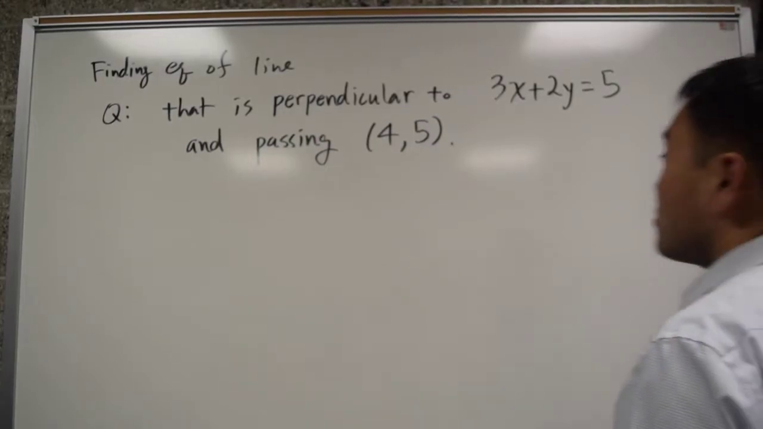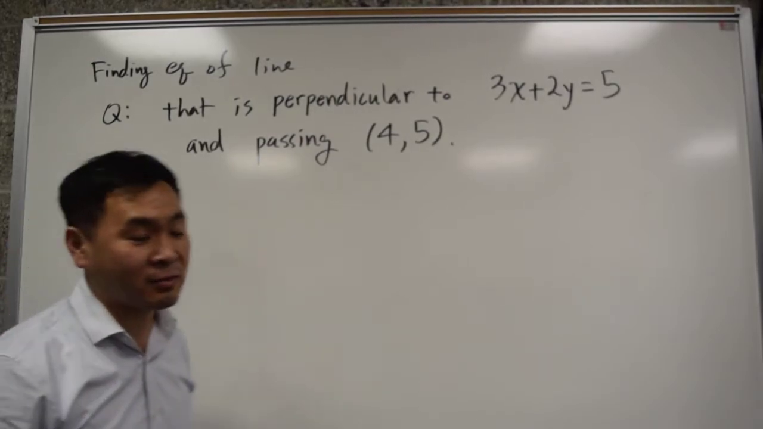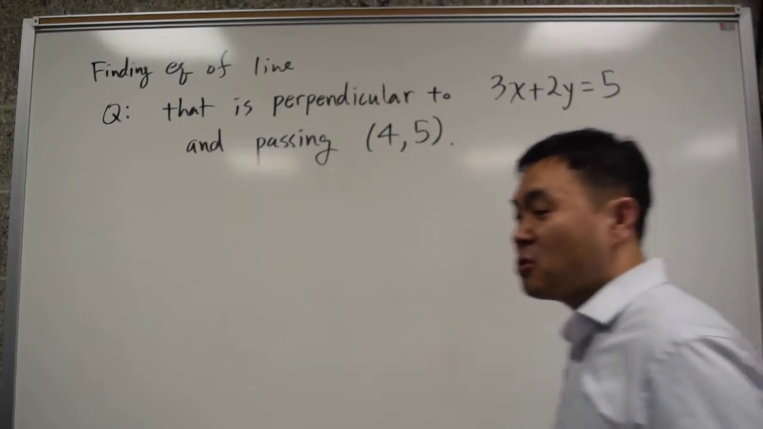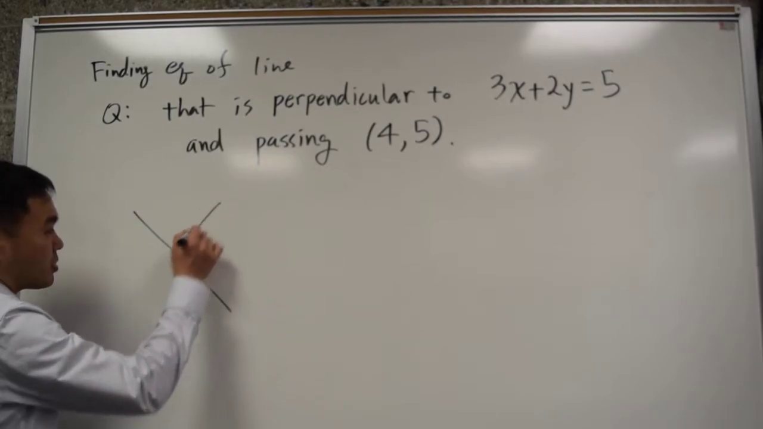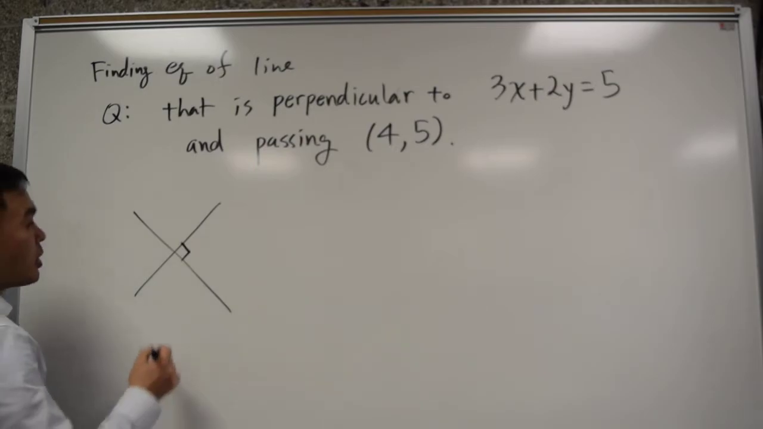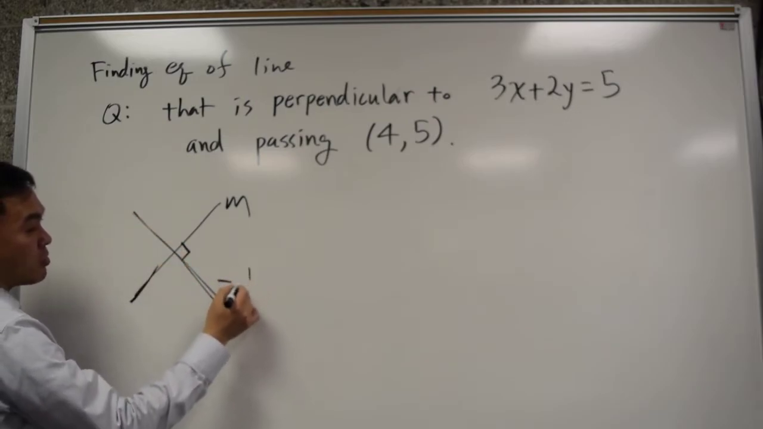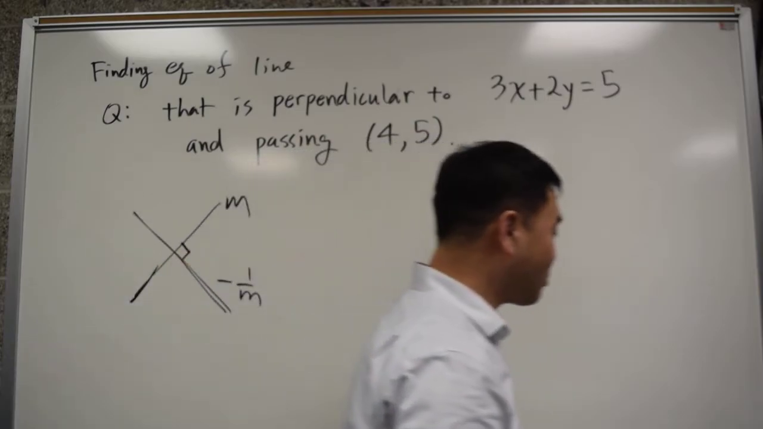Okay, find the equation of a line that is perpendicular to 3x plus 2y equals 5 and passing through (4, 5). Now for this, you need to know the slope of a perpendicular line. If two slopes are perpendicular, there's a formula that you have to know: if one slope is m, then the perpendicular slope is the negative reciprocal. That's something that you have to know.